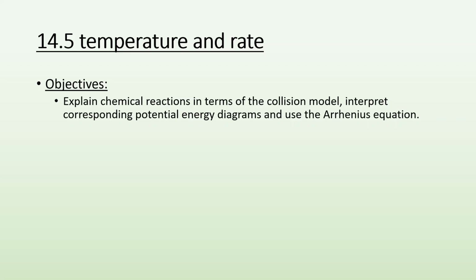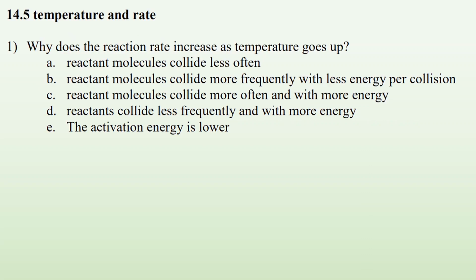Mr. Donahue here again. This time we're going to take a look at 14.5 problems. Temperature and rate, objectives: explain the chemical reactions in terms of the collision model, interpret corresponding potential energy diagrams, and use the Arrhenius equation. All right, number one, why does the reaction rate increase as temperature goes up? Well, let's work through it.